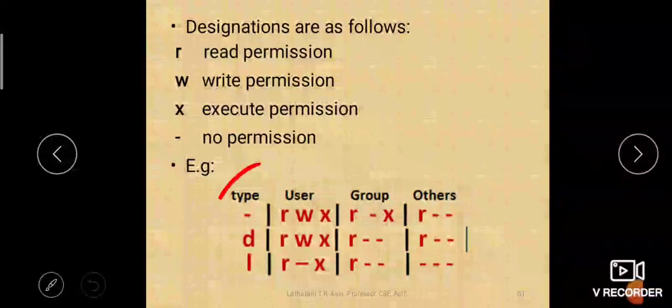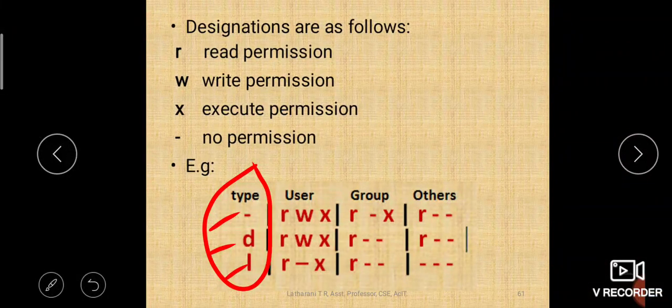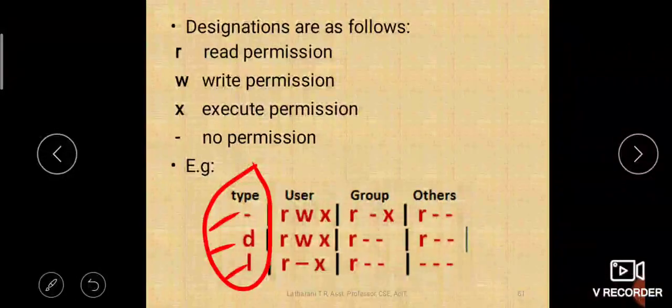We have already studied this first character. These are all 10 characters, a combination of 10 characters, right? In those 10 characters, the first character represents the type of the file. A dash means it is a regular file, D is a directory file, L is a link file, right? So the first character of these 10 characters, which will be the output of the ls -l command, will tell you what type of file it is.